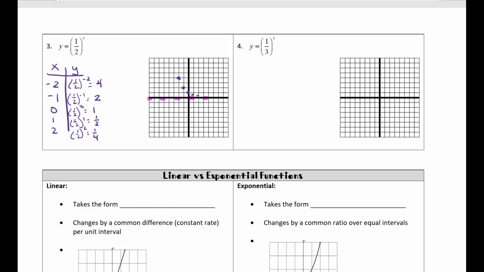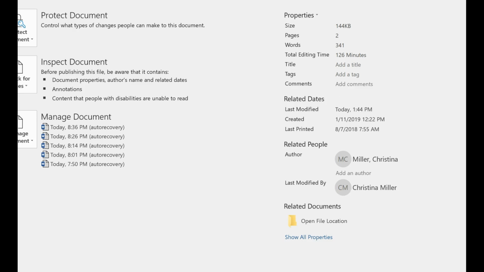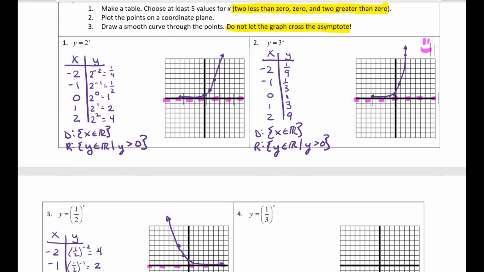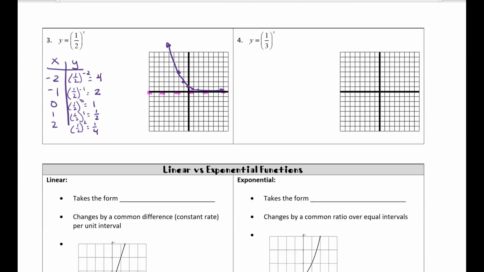It's never going to equal 0. So when we draw on our smooth curve, it's going to go flat over here going towards the right, and it's going to jump up going to the left. Okay, so this is opposite of what we saw in numbers 1 and 2 because this is a decay function because 1/2 is between 0 and 1. So anytime the base ends up being a fraction that is between 0 and 1, you're going to find that it falls from left to right. And when it's a number bigger, it's going to grow from left to right.